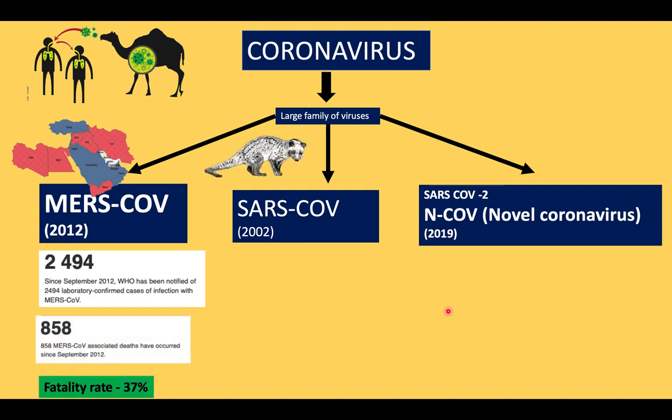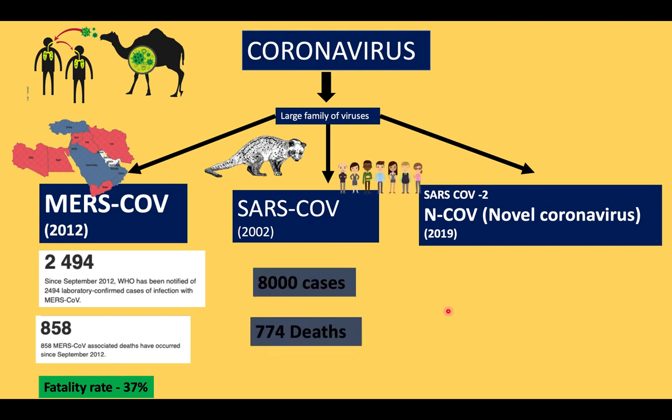SARS-CoV, on the other hand, was thought to have been found in 2002, which was directly from the cat family, civets, to humans. And that was reported around 8,000 cases with 774 deaths, leading to a fatality rate of 9.6%.